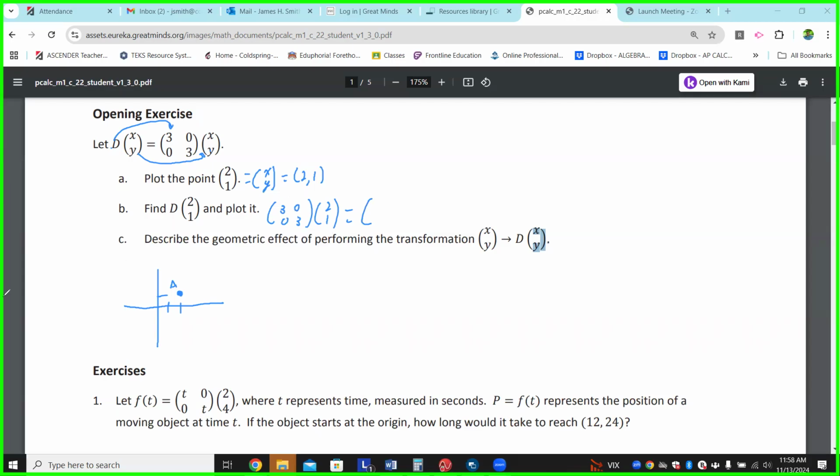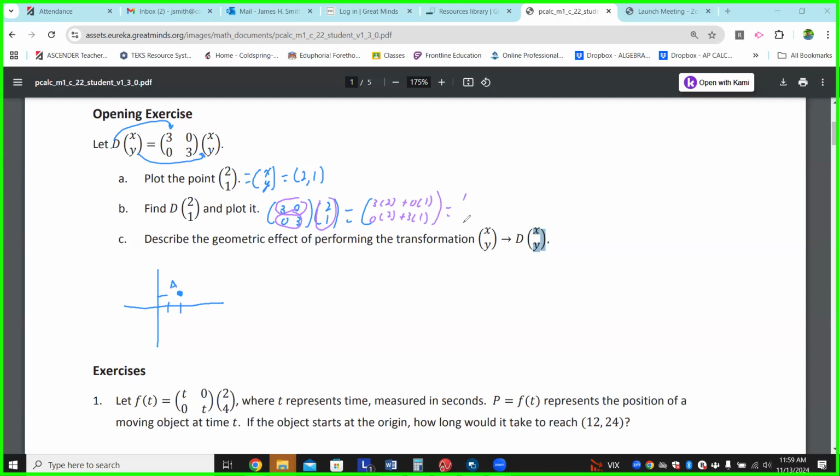I chose a different color. Take this row times this column, and then take this row times this column. So this becomes 3 times 2 plus 0 times 1. And then this becomes, again, this row times this column. This becomes 0 times 2 plus 3 times 1. You can do this process or do it just all at once. It does not matter to me. I understand if you understand.